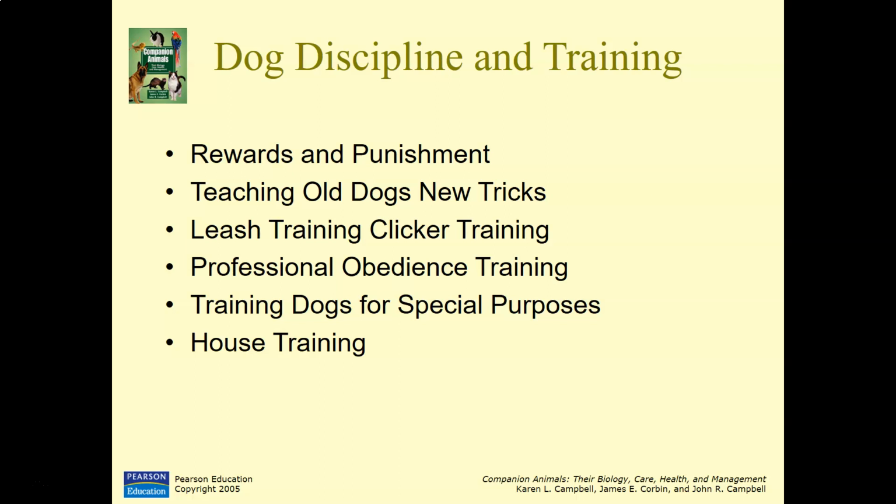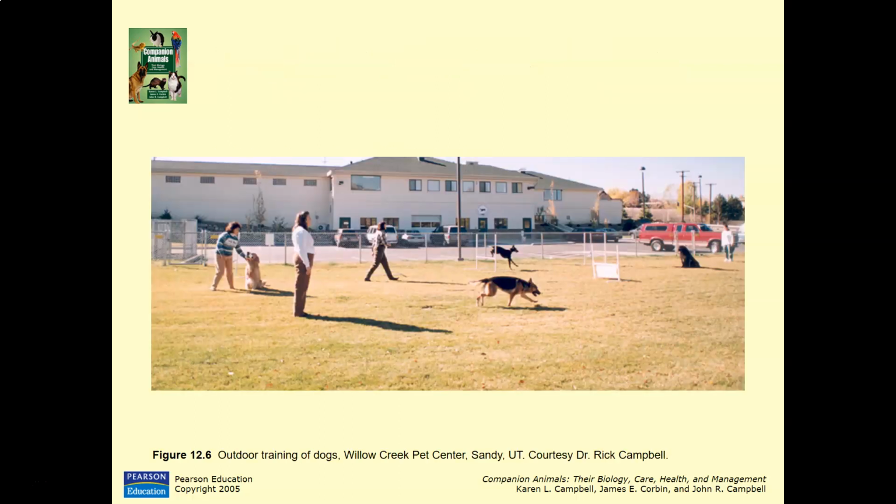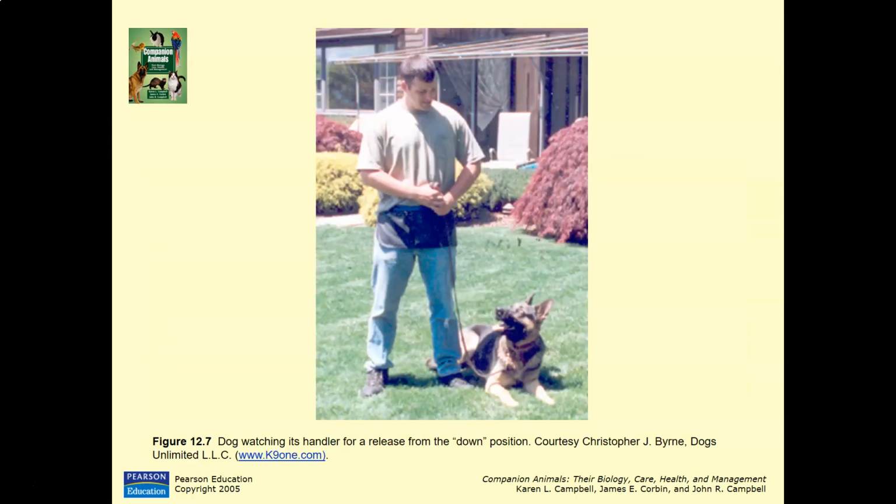My cat came litter box trained, and I've had one puppy, a corgi, and they're super easy to house train. There are different ways, and there are some tricks in here that are going to detail that a little bit. This is just showing you some pictures about outdoor training of dogs.